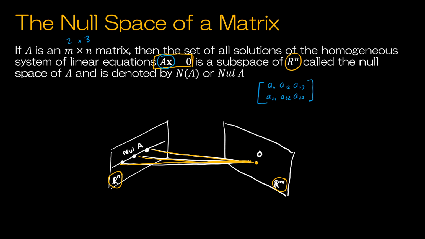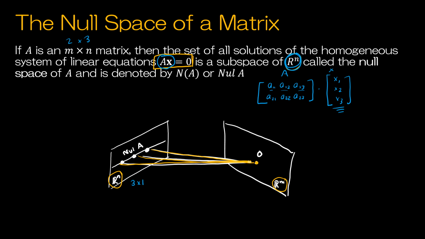Now, if we're setting up the equation, this is AX equals 0, what would be the dimension of X? Well, X would have to be a 3 by 1 matrix. How do I know that? Because in order to multiply matrices, if it's got 3 columns in the first matrix, I need 3 rows in the second matrix. So that's why they're saying the null space is a subspace of Rn. So Rn is going to be 3 by 1 matrices. And it's denoted by null A.